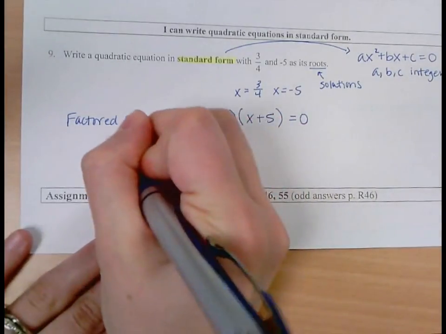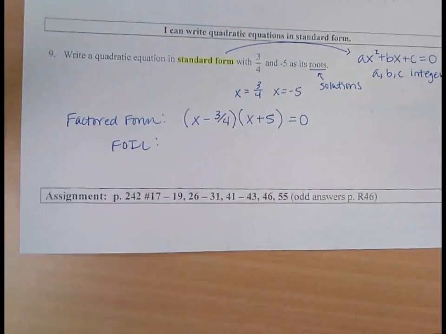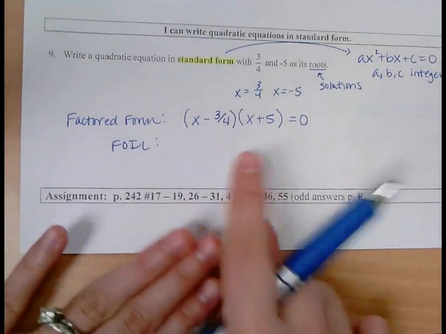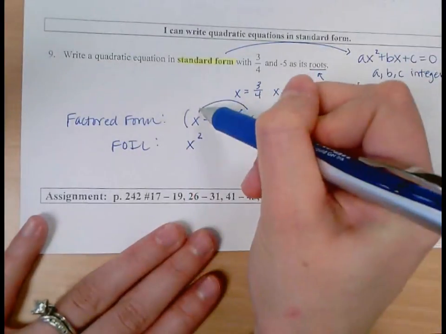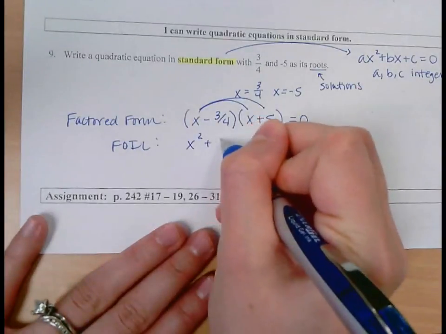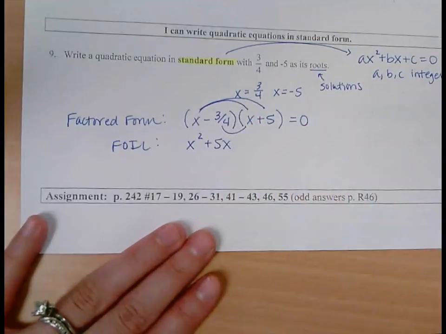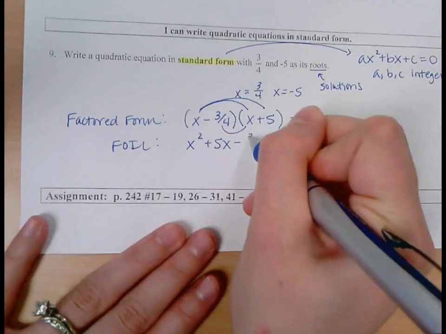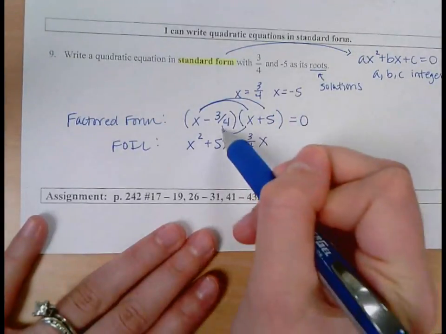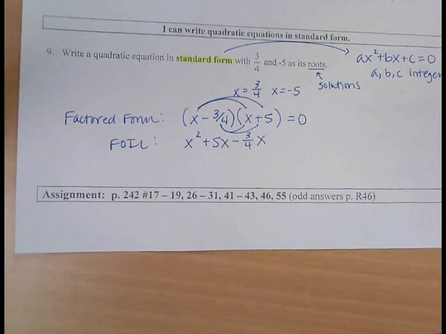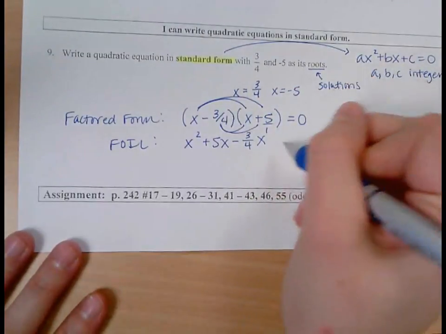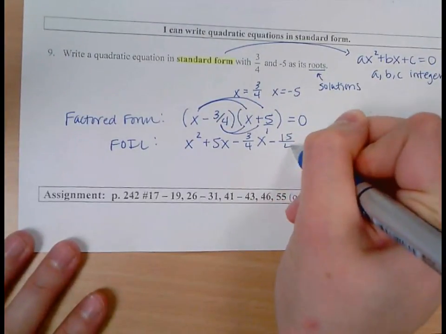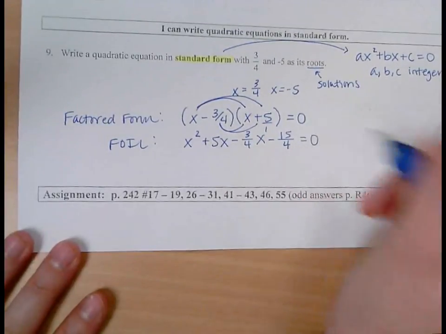Okay, and then you FOIL it to get it into standard form. We do have a fraction, so there's going to be one extra step. So first terms would be x times x, that's x squared. Outer terms, x times 5 would be plus 5x. Inner terms, -3/4 times x would be minus 3/4 x. And then -3/4 times 5, this is like 5/1. So if I multiply the numerators and the denominators, that would be minus 15/4. I still have the equal 0.